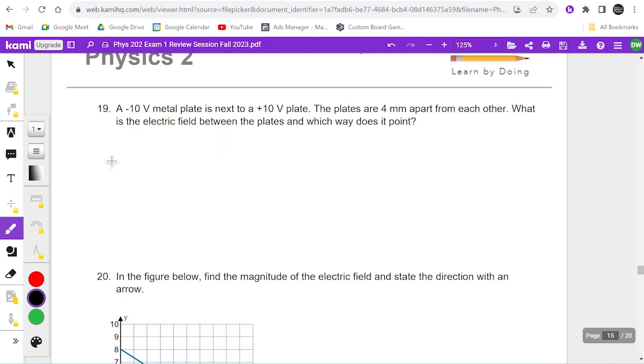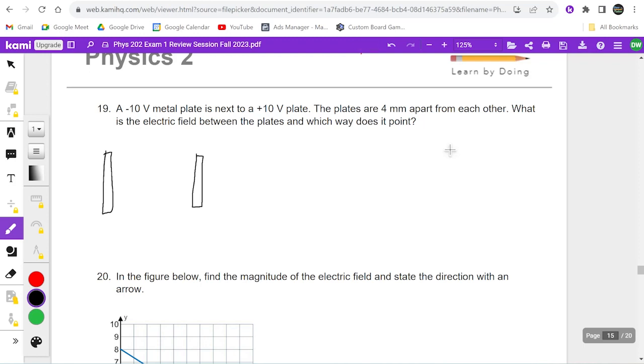Okay, so first I'm going to draw the plates. Don't get confused with what we said earlier with the infinitely large plate. We only do that if they give us a surface charge density, which we don't have. And you would also never use that equation if you have a voltage.